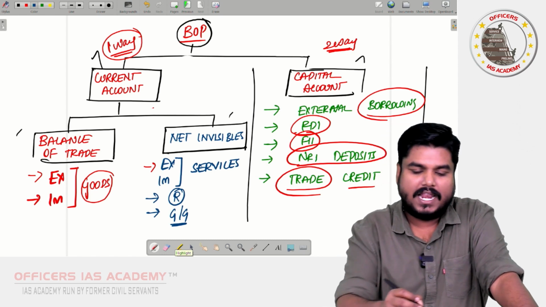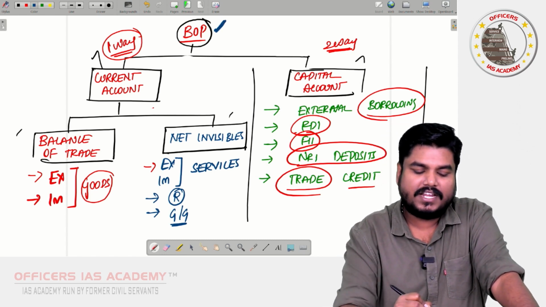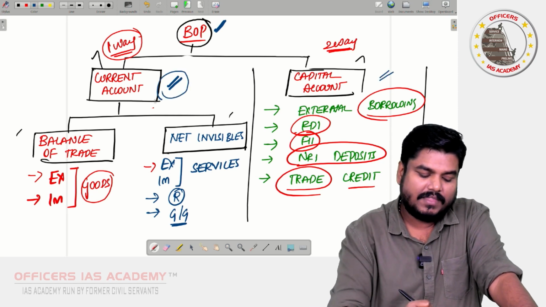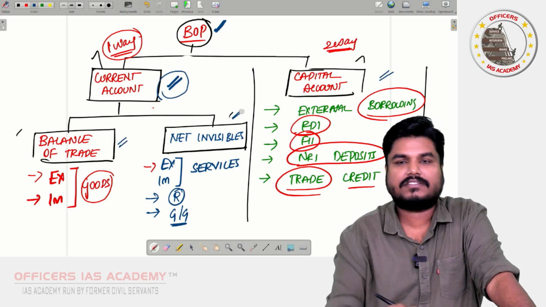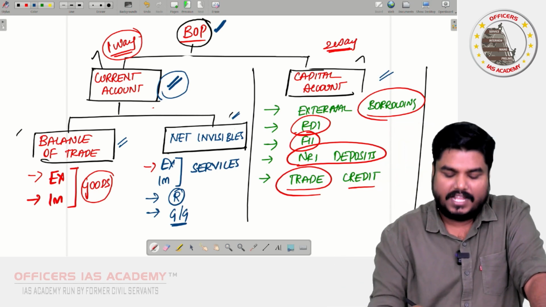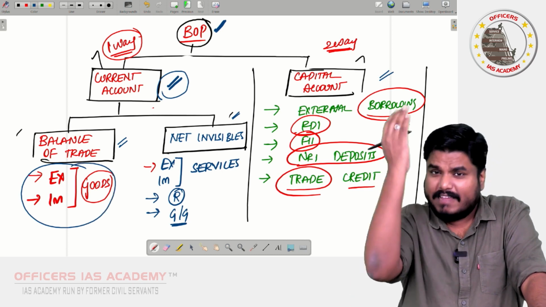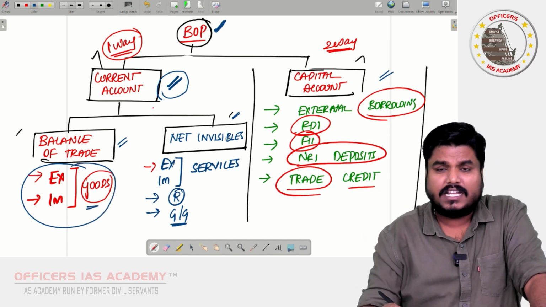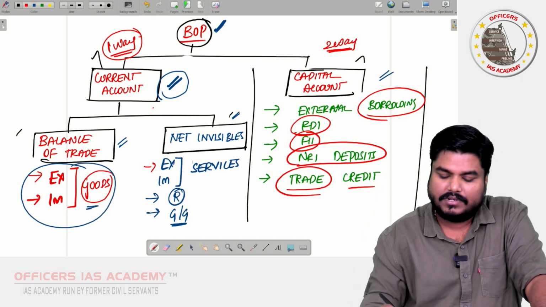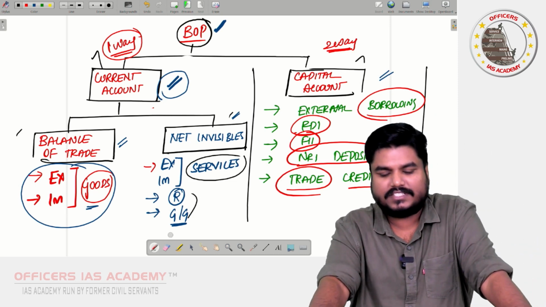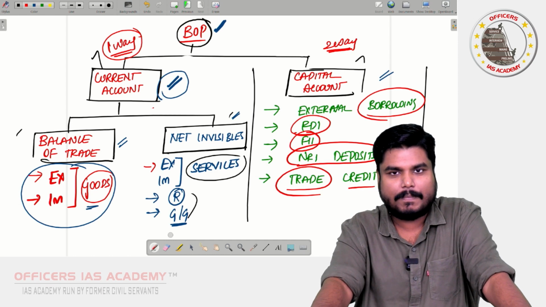Are you clear? Balance of payment, I am dividing into current account and capital account. The current account I am dividing into balance of trade and net invisibles. Under balance of trade, I will be having export imports of goods only, that I will note down. In the net invisibles, I will note down the export imports of services. I will note down the remittances, gifts, grants, all those informations.